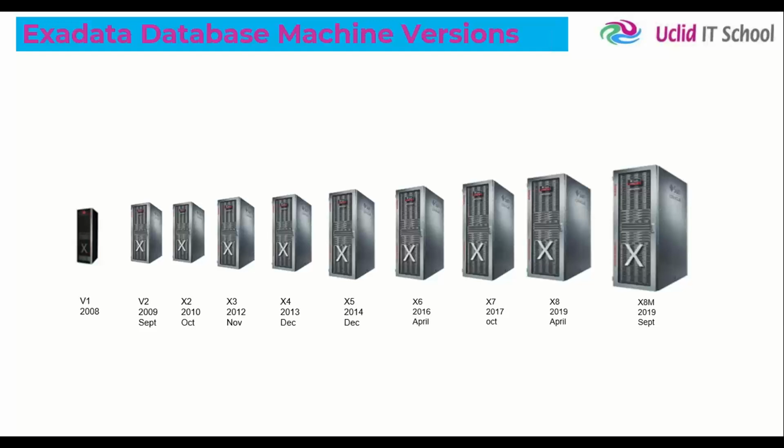So that is the uniqueness in X8M. In X8M, the networking technology is not the InfiniBand networking technology. It is the RoCE networking technology. InfiniBand supports up to 40 GB per second. RoCE supports even higher, 100 GB per second. So that way, in terms of performance also, it is 2.5 times the performance of InfiniBand networking technology. So that is the story behind all these things. Okay.